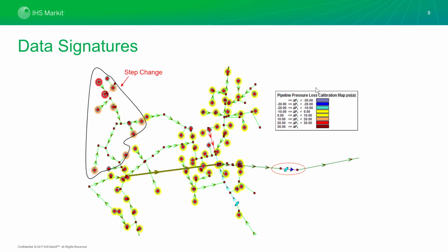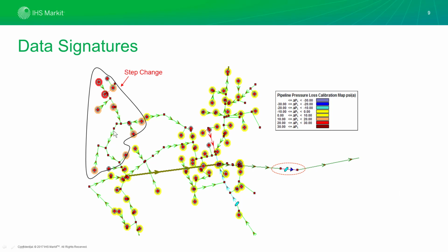The next few slides that I'm going to show you are maps that we generated in the IHS Piper software. The bubble map here is showing the difference between pipeline measured pressures and calculated results. The tolerance limit that we set was plus or minus 10 psi and is going to be shown in yellow. The gas is going to flow from the compressor station, which is here on the right.